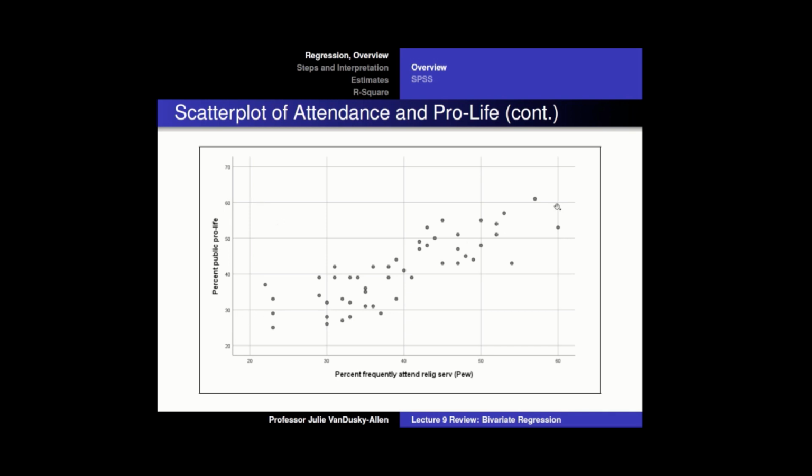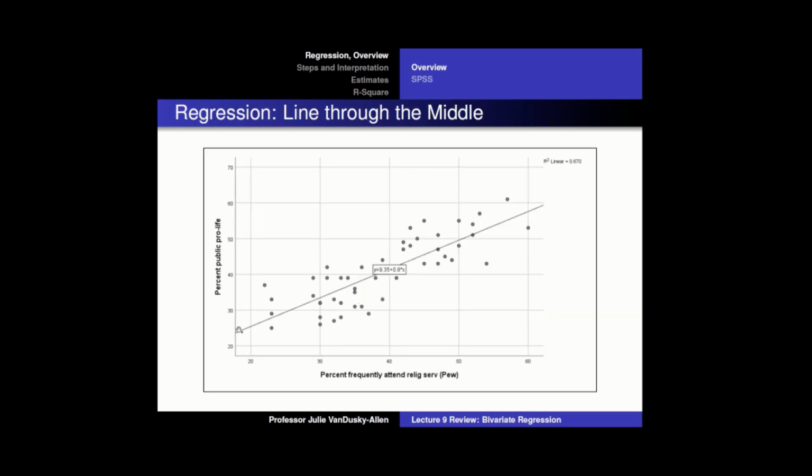Now, while it does look like there's a positive relationship here, we don't know what the exact relationship is. In addition, we don't know if this relationship is statistically different from 0. So what we can do is run a regression that will allow us to know what the specific relationship is between these two variables and whether this relationship is statistically different from 0. So what regression does is it literally puts a line to the middle of all the points and calculates the equation for that line.